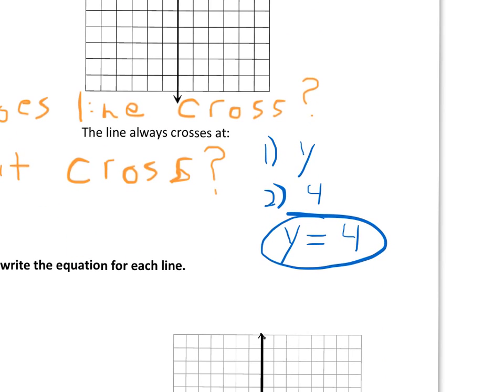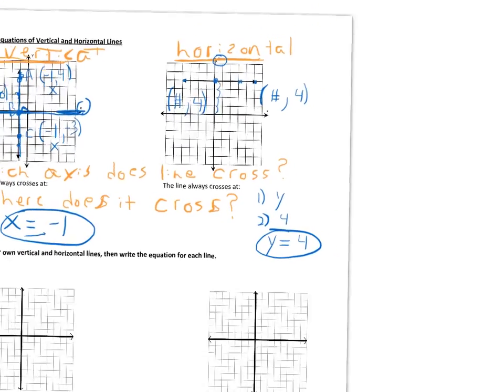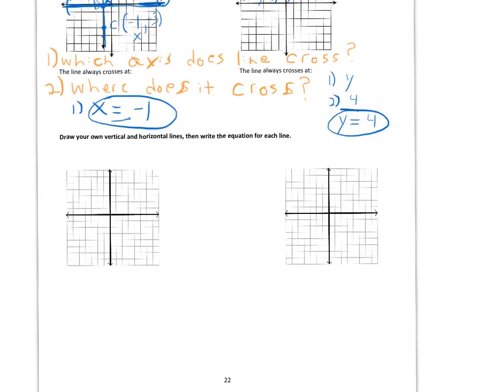I want you to do these next 2 problems on your own, where you draw your own vertical and horizontal lines and then write the equations of each. Use some type of straight edge, draw a vertical or horizontal line, and then write the equation. We'll check these when we get to class. So go ahead and hit pause now and do that, and then when you're done, unpause it.